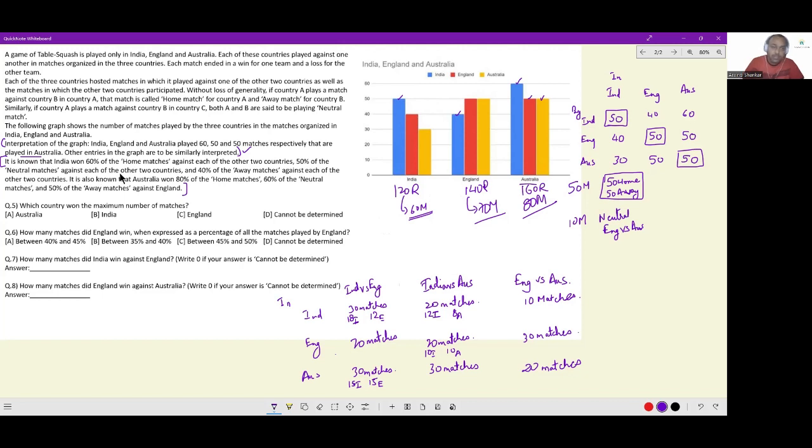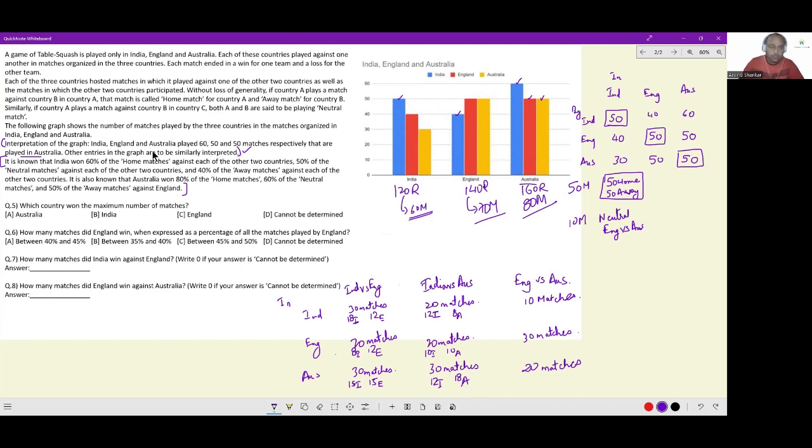50% of the neutral matches against each of the other two countries, and 40% of the away matches against each of the other two countries. India versus England would be neutral away match for India. So here India would win 8 and 12 would be won by England. India versus Australia would be an away match. 40% it wins. So 12 would be attributed to India. And 18 would be attributed to Australia.